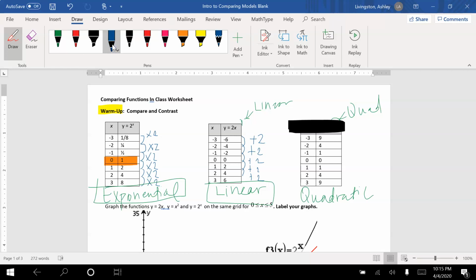Well, looking at your y values, notice again that I am not multiplying by something, so I can eliminate exponential. Now I'm going to check to see, well, is it linear? If I go from 9 to 4, I'm subtracting 5. If I go from 4 to 1, I'm subtracting 3. So I'm not actually subtracting the same number every time, and in fact, now I switch from subtracting to adding.